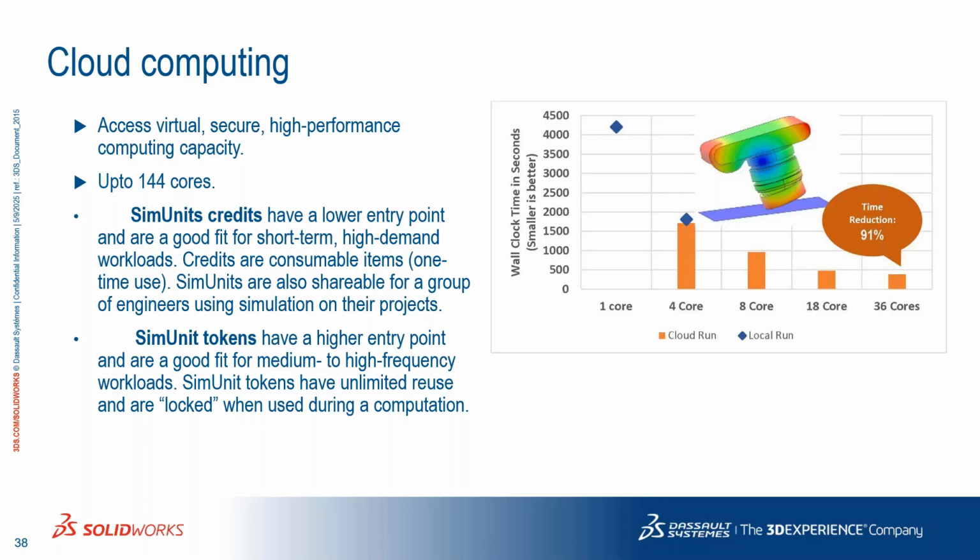That is also possible. In cloud computing, we have two options: credits and tokens. It's very easy to understand. Credits are consumable entities: you buy them, you use them, and as you use them, they get over. Tokens are like our SNL or network licensing, where if multiple people are using the tokens, they get consumed for a temporary time. Once the simulation is completed, they are available for the next simulation for another user.